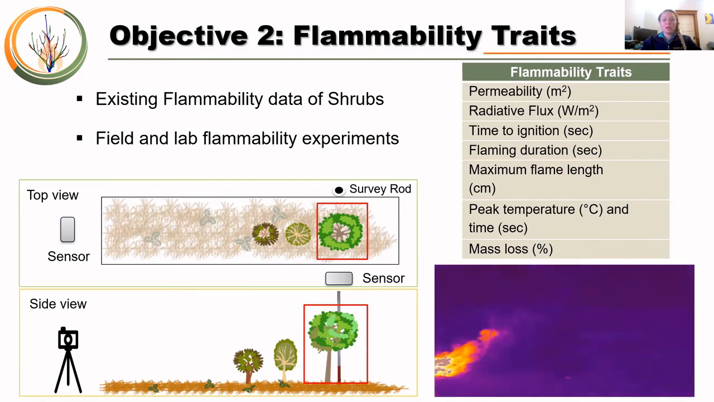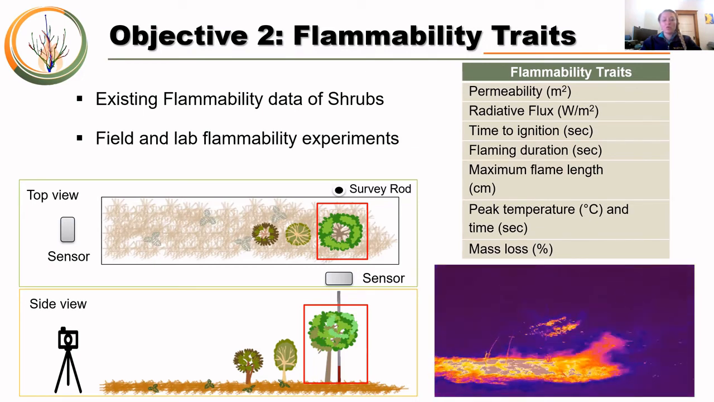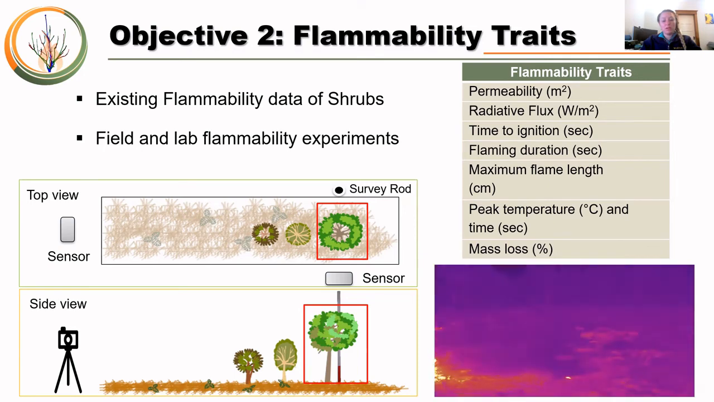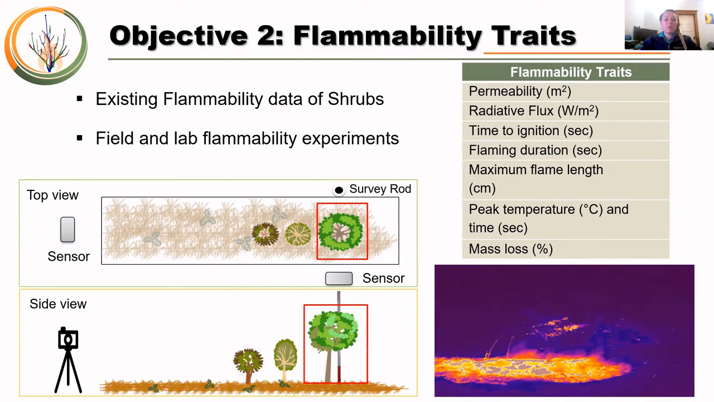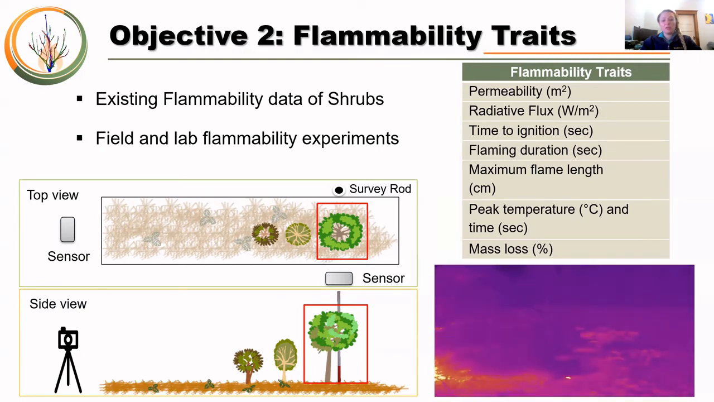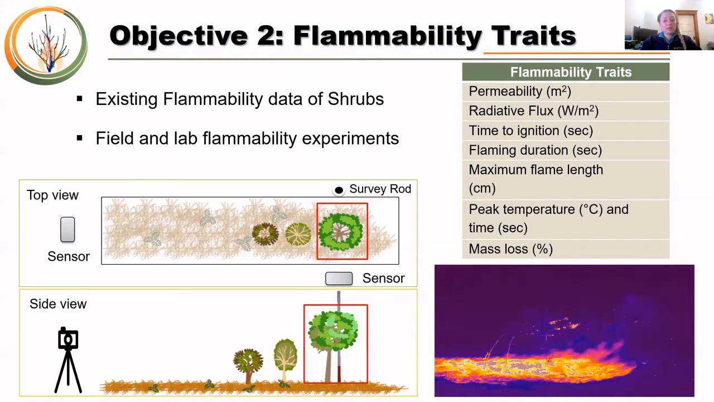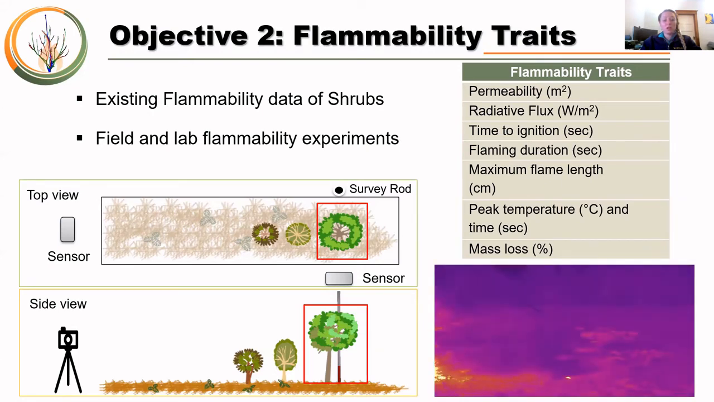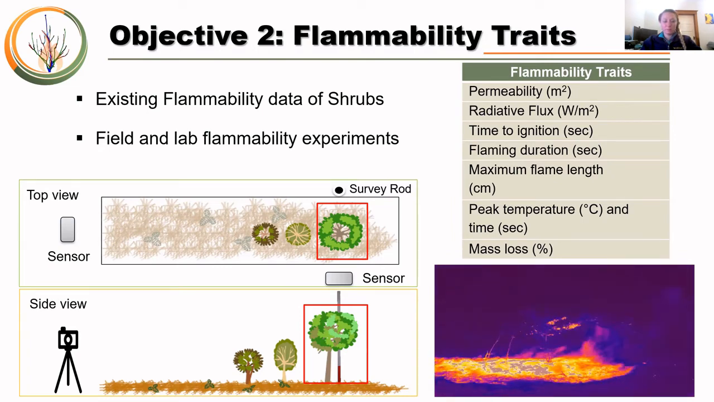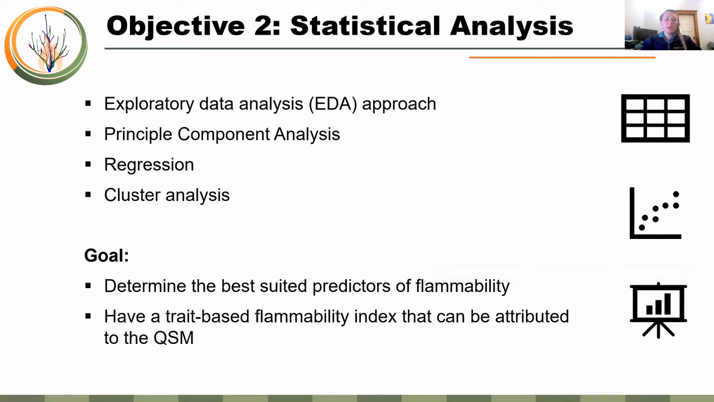And we also looked at shrubs that were clustered or shrubs that were grown individually by themselves. So we looked at different parameters. And then we had sensors and cameras set up to capture various flammability traits. Some of these traits include the maximum flame length, flaming duration, radiative flux density, as well as time to ignition. And then to assess the mechanistic drivers of flammability, we will be using an exploratory data analysis approach.